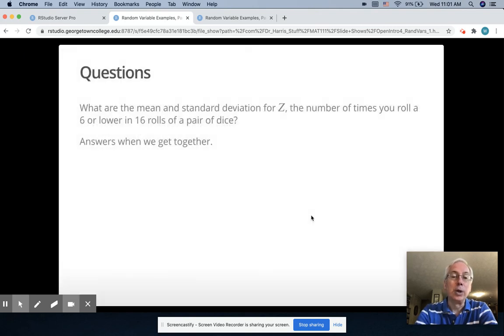I'm going to be asking you to look at computing the mean and standard deviation for z, the number of times that you would roll a 6 or lower in 16 rolls of a pair of dice. And so you try to apply these formulas to that scenario, and we will talk about that when we get together.